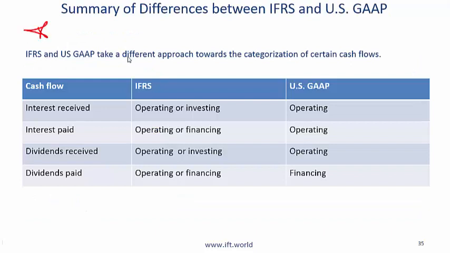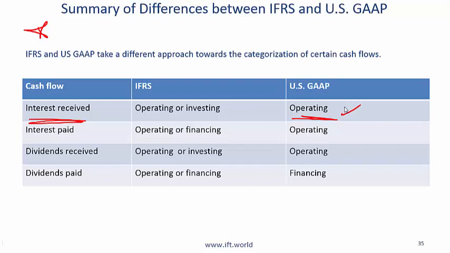Now this slide is one of the most important with regards to the differences between IFRS and US GAAP. IFRS and US GAAP take a different approach towards the categorization of certain cash flows. For example, interest received. When do you receive interest? Let's say you have bought a bond issued by another company and you are receiving interest. Is that money received operating or investing? According to US GAAP, there is no judgment involved. Remember, I alluded to the fact that the US GAAP is more rules oriented. So the rule is that if you bought a bond of another company and you receive interest, that interest is shown as operating, end of story.